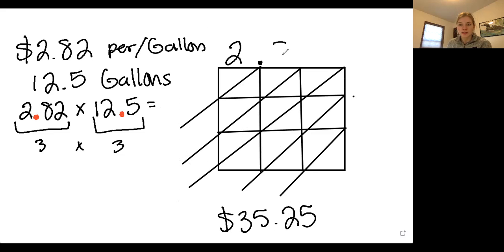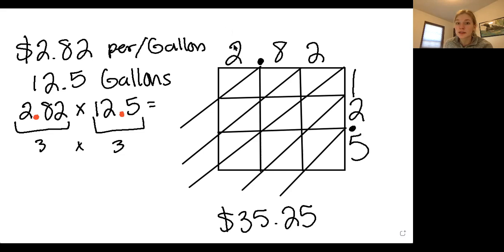All right, so now I just plug in my numbers. 2 and 82 hundredths. Make sure that each number gets its own cube space, and then the decimal point will land on a straight line. And then we have 12 and 5/10. Okay, there we go. Now I am ready to go.